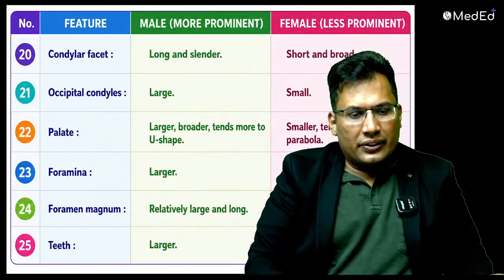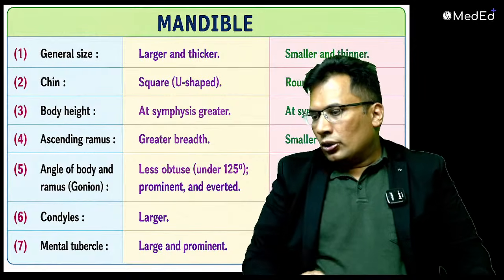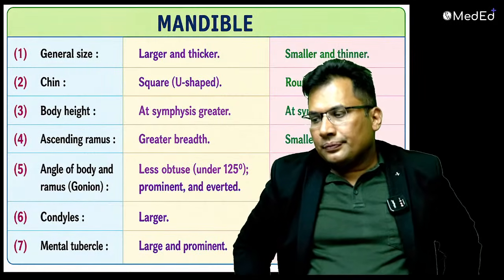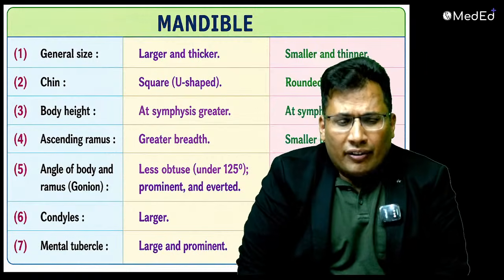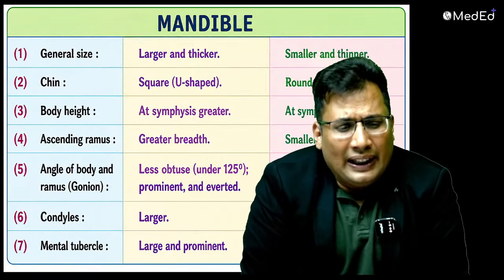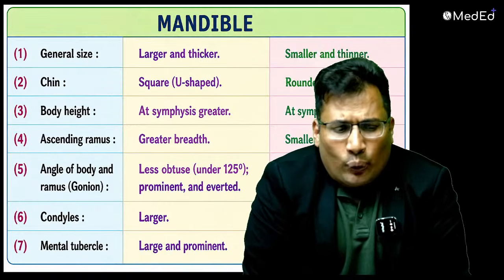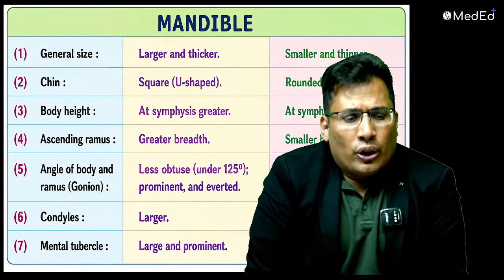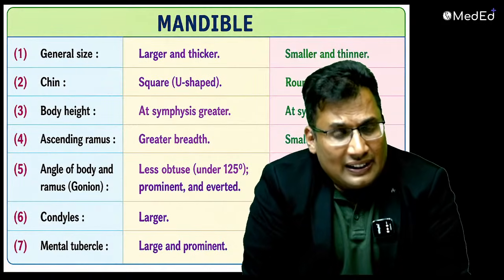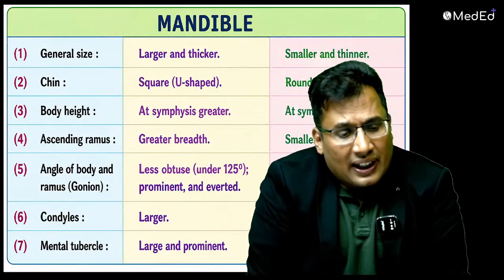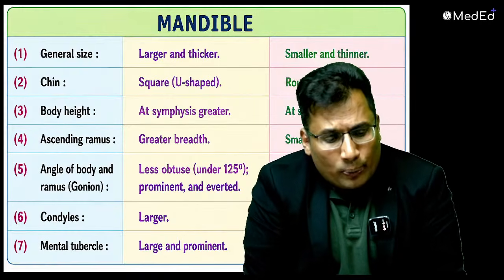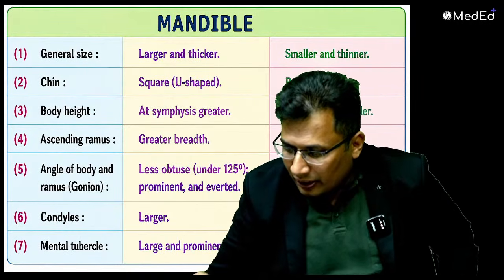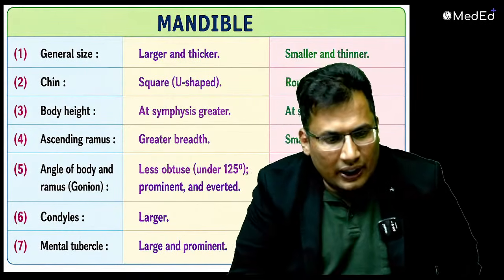Now the question is the difference between male and female mandible. So you can go through this table, it's very simple actually. In male, it is larger and thicker, with a square shaped chin. Body height at symphysis is greater, ascending ramus has greater breadth, angle of body is less obtuse, condyles are larger, mental tubercle is large and prominent. Good, that's okay. Now let's see one more.